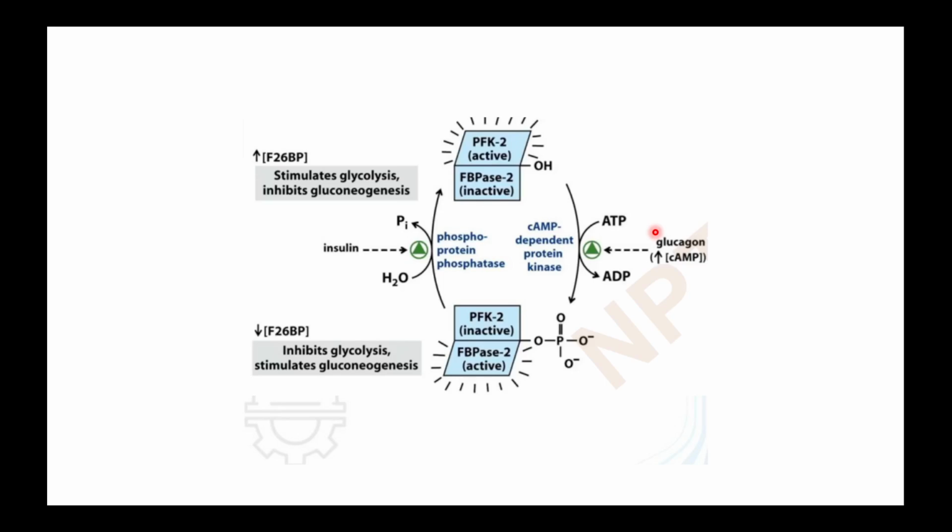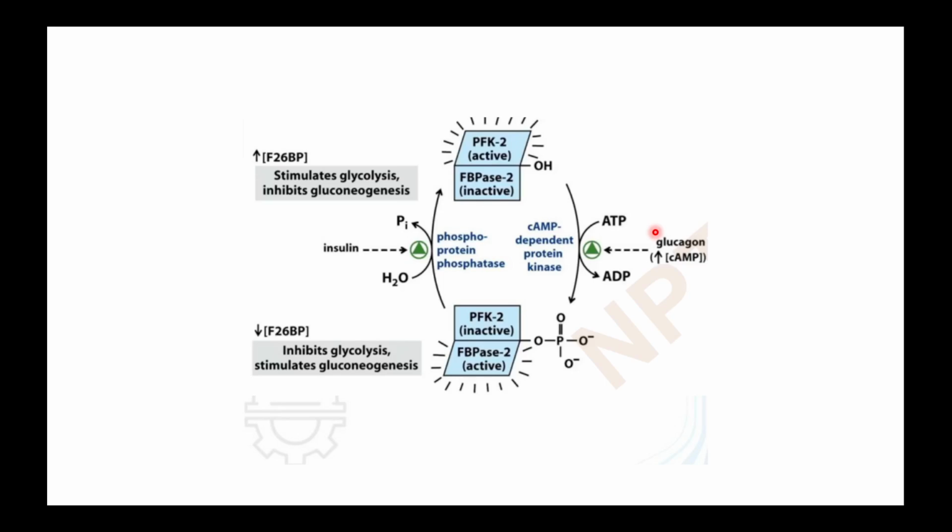Now naturally fructose 6 phosphate is high, that means it can go towards gluconeogenesis. Low levels of fructose 2,6 bisphosphate will inhibit the glycolysis and stimulate gluconeogenesis. Okay, because it will basically inhibit the PFK1 enzyme and activate the fructose 1,6 bisphosphatase enzyme.